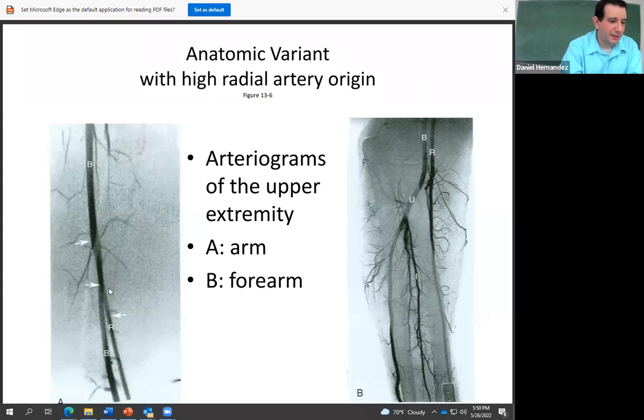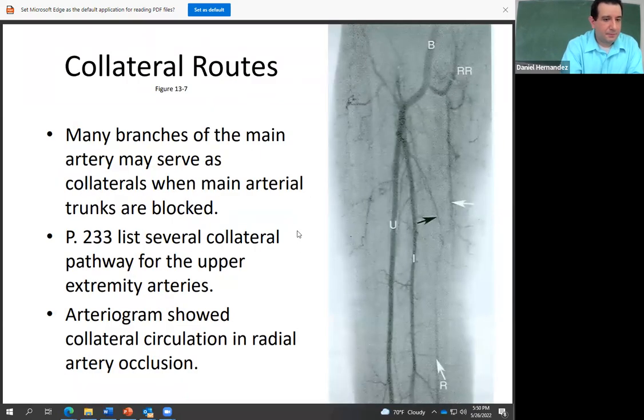So here we see in the upper arm where that radial artery actually connects to the brachial, high up in that upper arm. And just realize there could be lots of little collateral channels and branches that could exist.